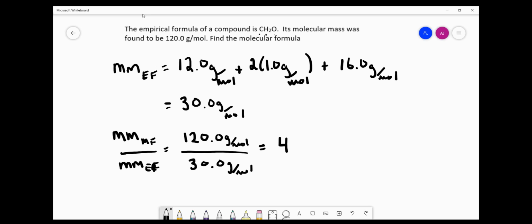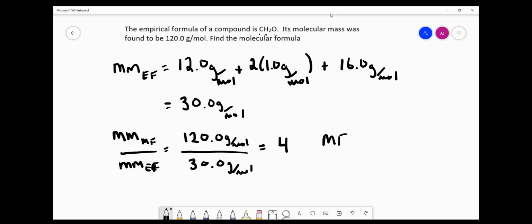It's equal to 4. So what does that tell us? The mass of the actual molecule is 4 times the mass of the simplest formula. Since the ratio of atoms has to be preserved, 1 carbon to 2 hydrogens to 1 oxygen, this tells us that we just have 4 times the number of each of those atoms.